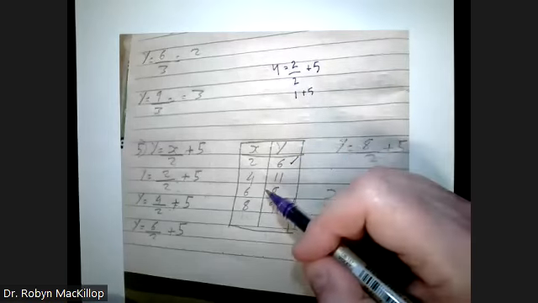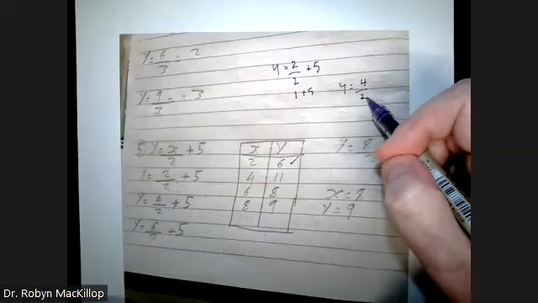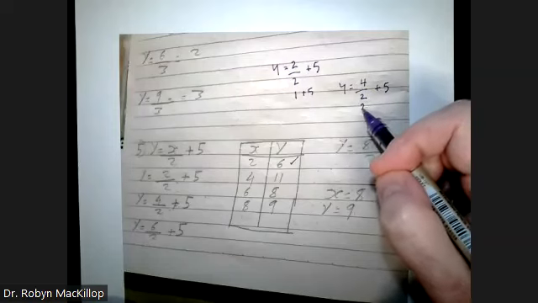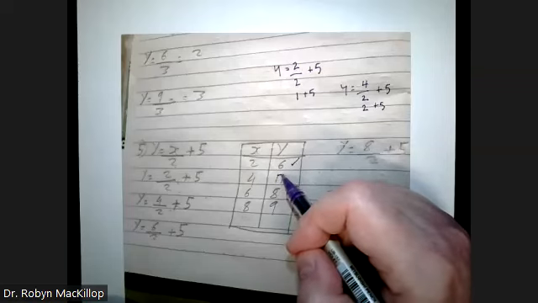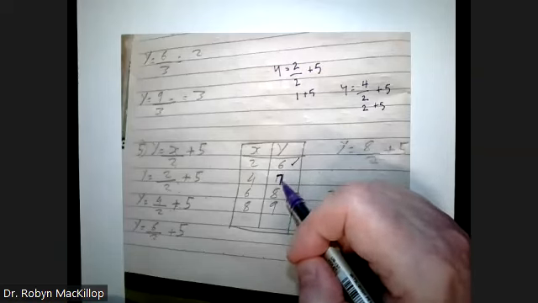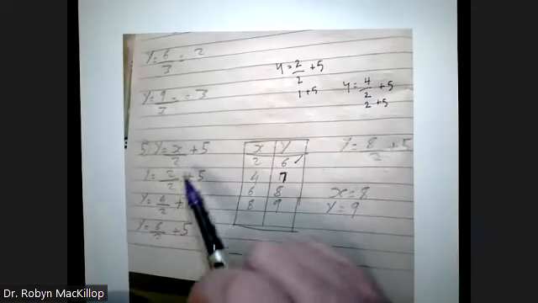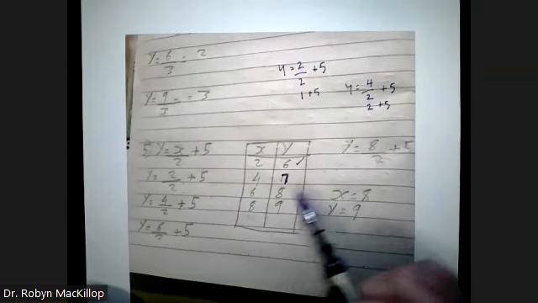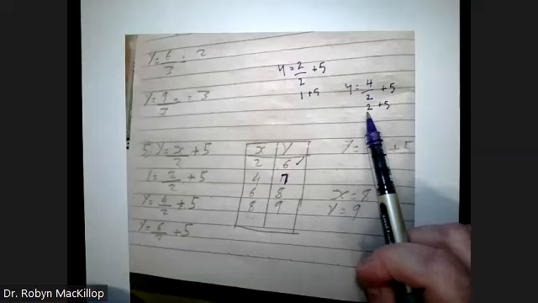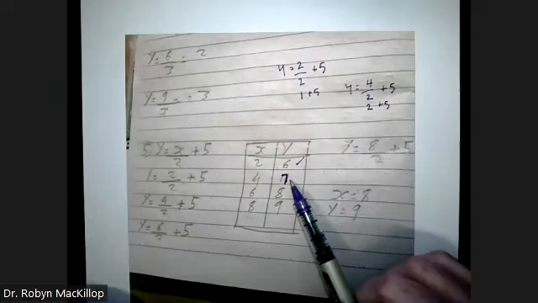Good job. Then we've got 4. So we're going to plug 4 in. We've got y equals 4 over 2 plus 5. So 4 divided by 2 is 2 plus 5. That's going to be 7. So when x, for this particular equation, when x is 4, y is 7. Because 4 divided by 2 is 2 plus 5, 7.